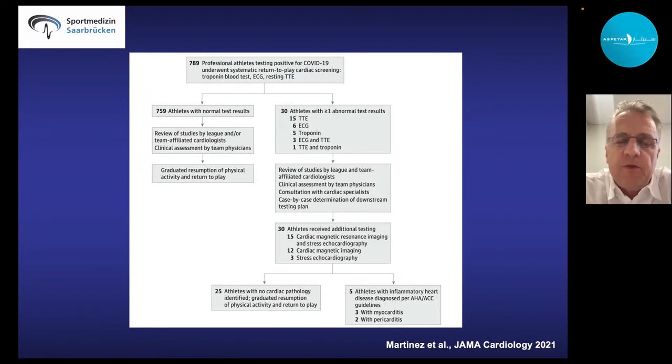So obviously COVID-19, and these data come from the time when the Alpha and Delta variant were most prevalent, obviously COVID-19 is not a virus that is overproportionally prone to make myocarditis. And given that we now have the milder variant of Omicron, the risk is probably even lower.